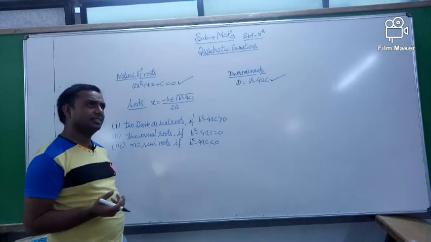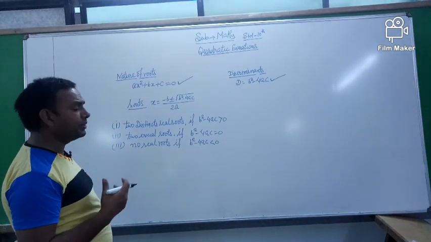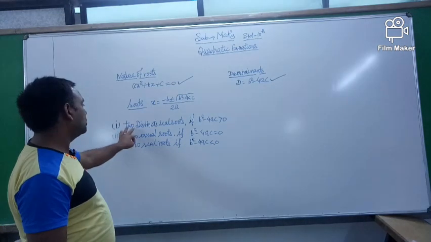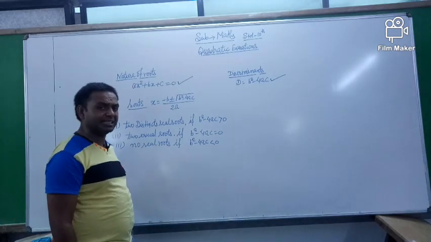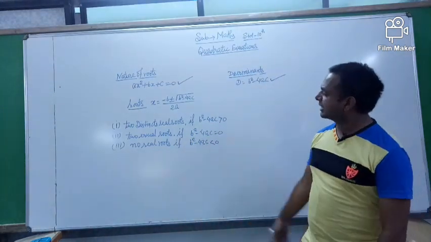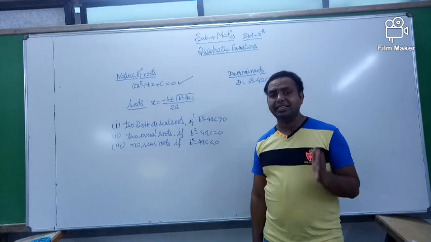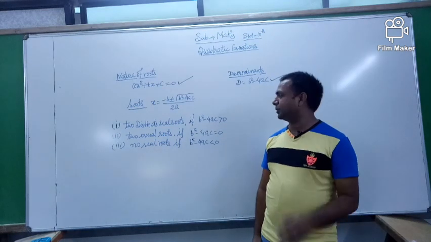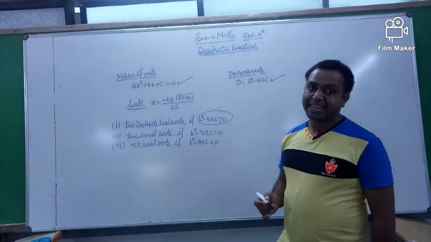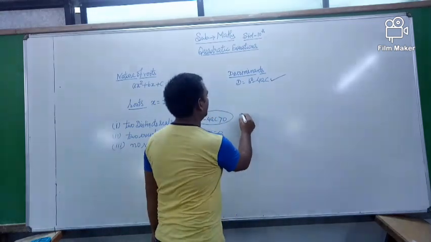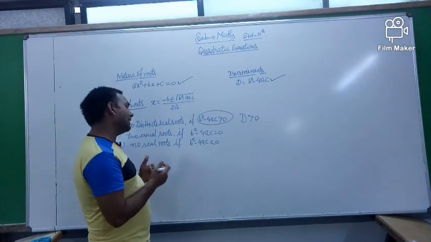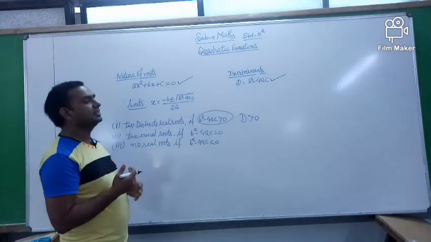Here are three conditions, where the nature of the roots depends on the value of the discriminant. The first condition: two distinct real roots. It means the roots are real, but distinct, that is, different. The condition is that b square minus 4ac is greater than 0, or D is greater than 0. If D is greater than 0, then your quadratic equation provides two distinct real roots.